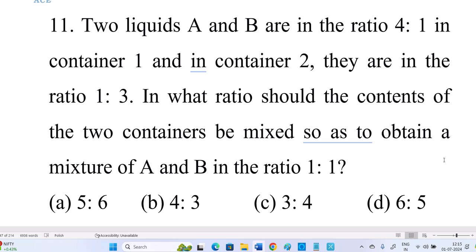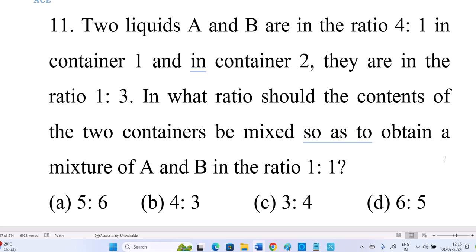We can consider, instead of liquid A and B, boys and girls. In the first classroom boys and girls are 4 is to 1, in the second classroom boys and girls are 1 is to 3. Now, in what ratio should the contents of the two containers be mixed so as to obtain mixtures of A and B in the ratio 1 is to 1? Now, classroom 1 and classroom 2, how are they mixed so that boys and girls are finally in 1 is to 1 ratio? In classroom 1 boys and girls, in classroom 2 boys and girls, when both are mixed to go for the other classroom, they are also boys and girls only.